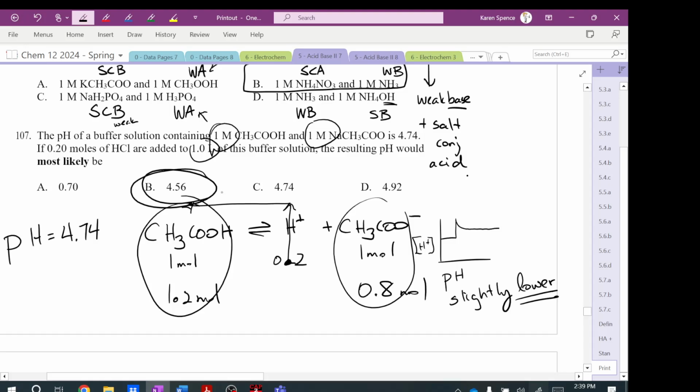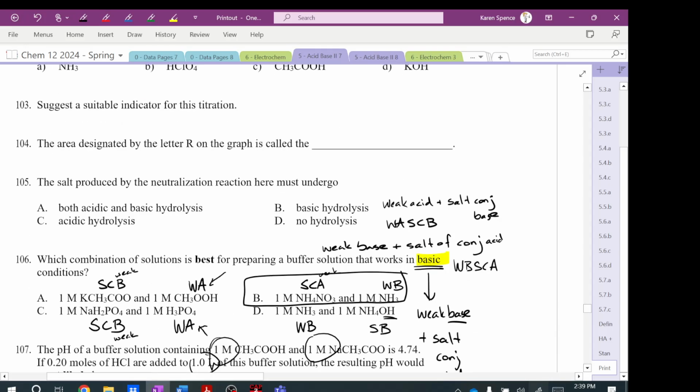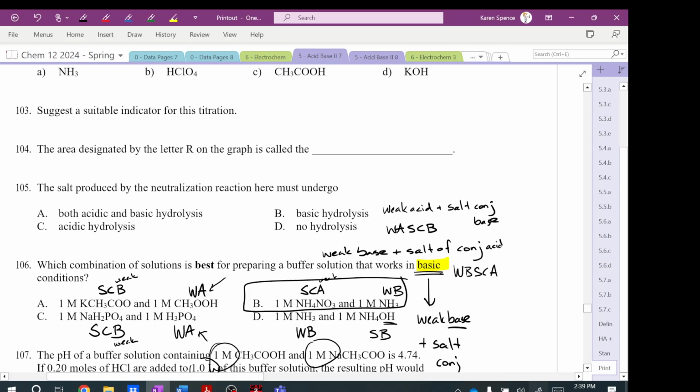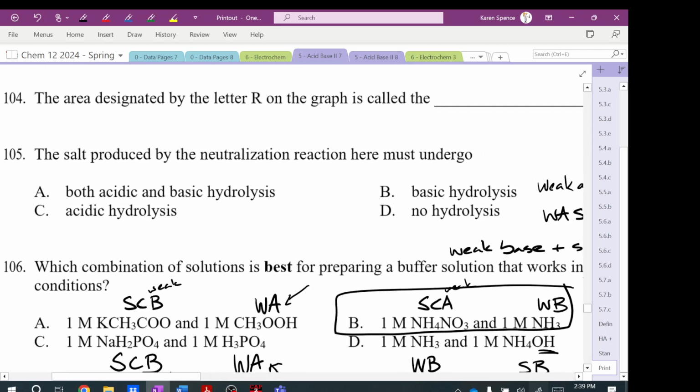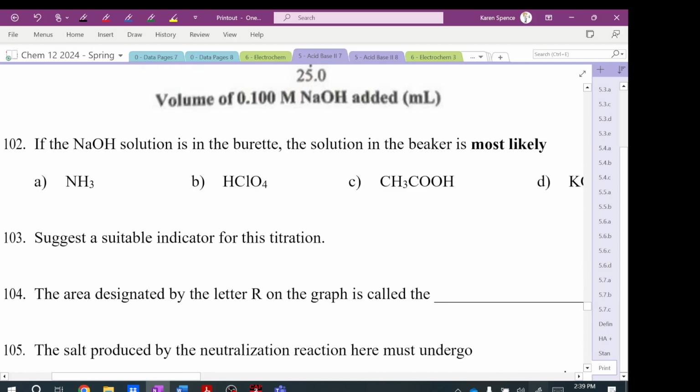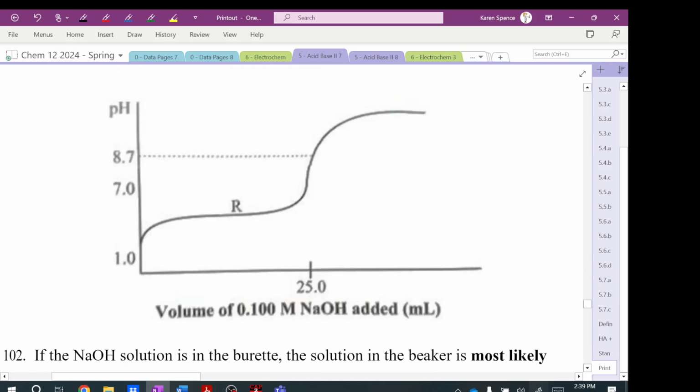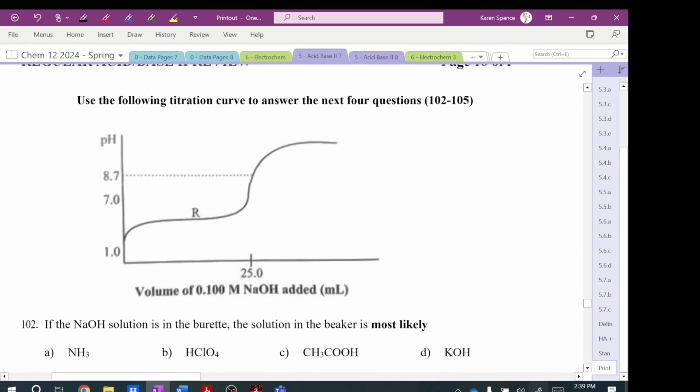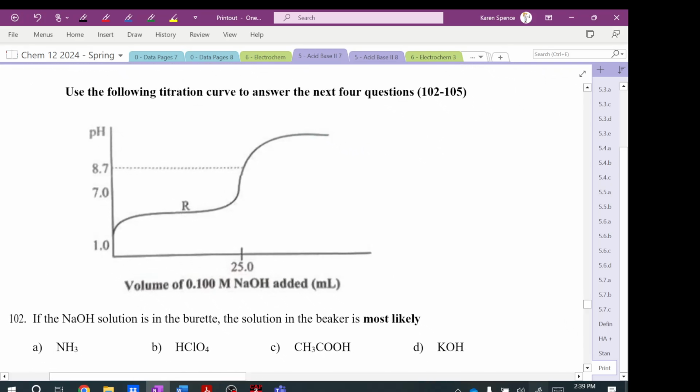The salt produced by neutralization reaction here. Oh, this is a good one. I like this one.